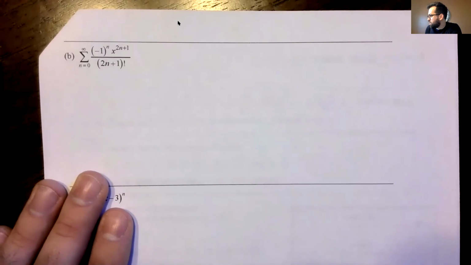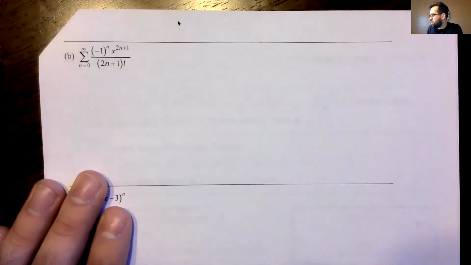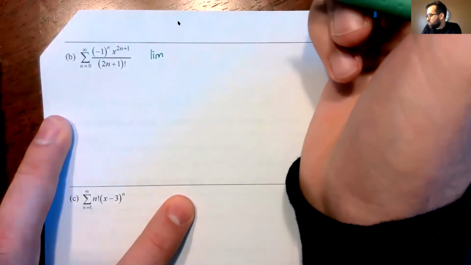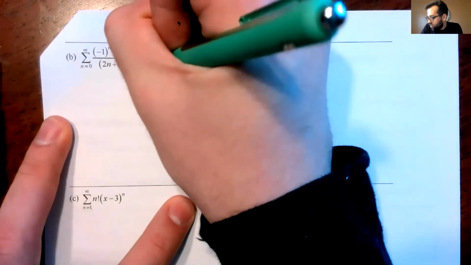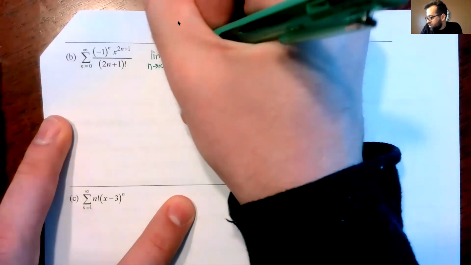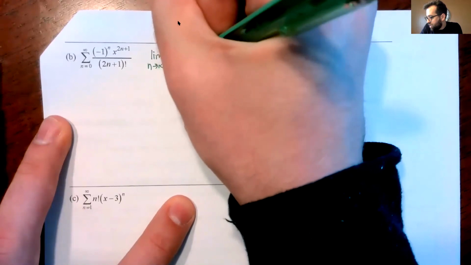All right, so I'm going to jump straight to the ratio test here. So that's what we typically do to find the interval of convergence. So we have a limit as n approaches infinity, absolute value, and I'm going to do a sub n plus 1 over a sub n.